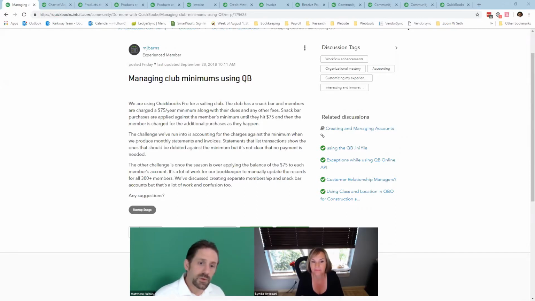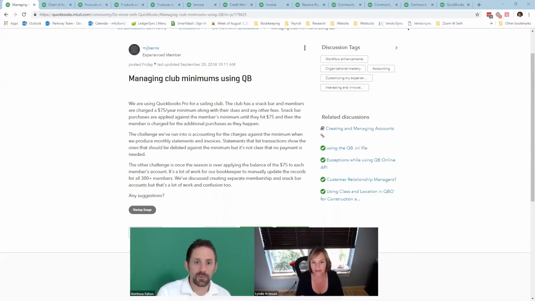In this particular scenario, this specific question is about managing club minimums. They're using, like we said, QuickBooks Pro for a sailing club. The club has a snack bar and members are charged a $75 a year minimum along with their dues and other fees. The snack bar purchases are applied against the member's minimum until they hit $75, and then the members are charged for any additional purchases as they happen. They've run into difficulties trying to produce their monthly statements and invoices, and we're looking for a better way to show this information.